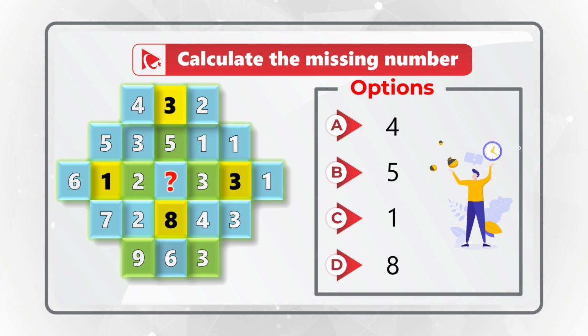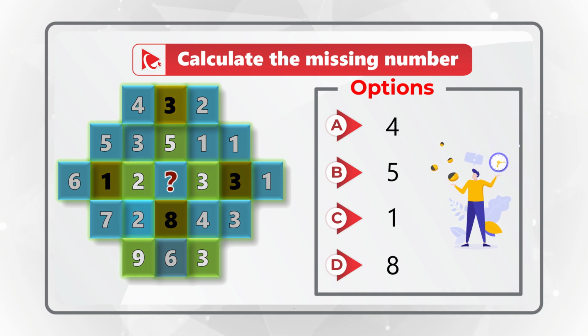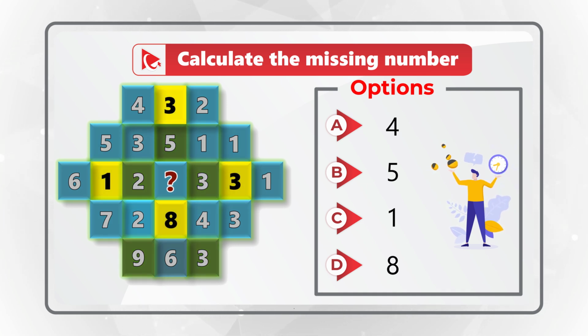What's interesting here is that the shape is constructed of rectangles of different color. And some numbers also have different colors. Did you figure it out?